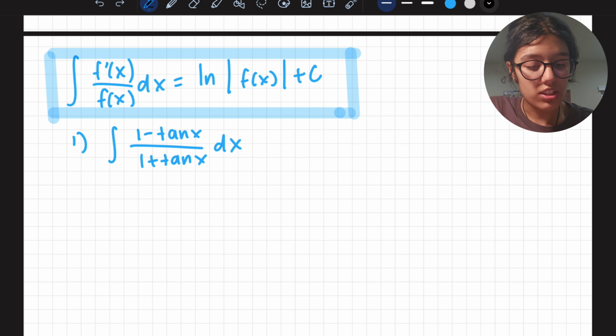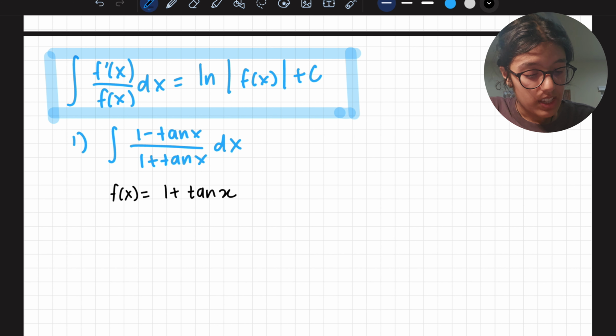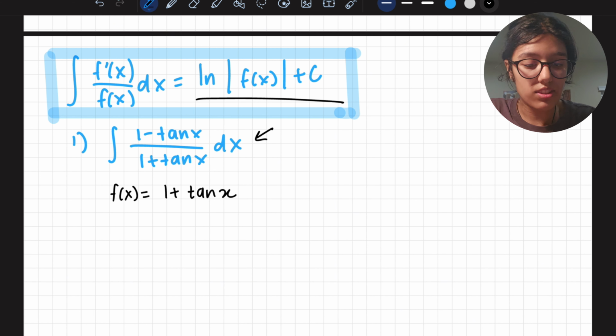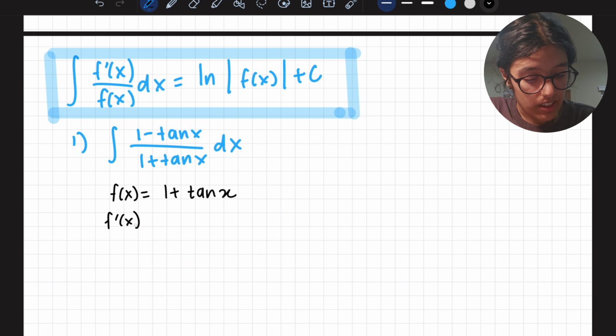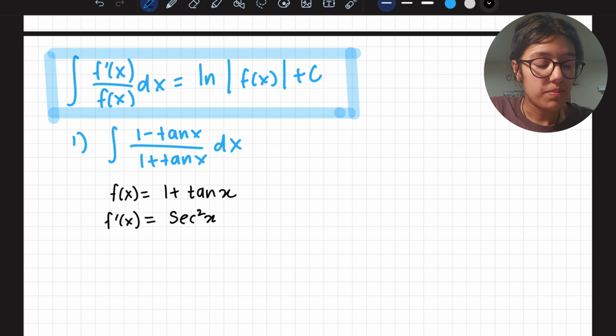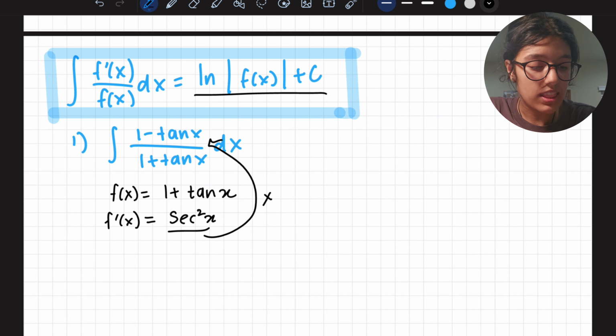So we have to assume that the denominator is the original function, right? So I'm just going to set f of x equal to 1 plus tan x. Meaning that when I take the derivative of this, it should be equal to the top, since this is the form that we're trying to get this integral into. So we can just apply this formula. If we take f prime of x, that is actually equal to secant square x. Just secant square x. And we see that this is not equal to the numerator. So we can't apply this formula directly.